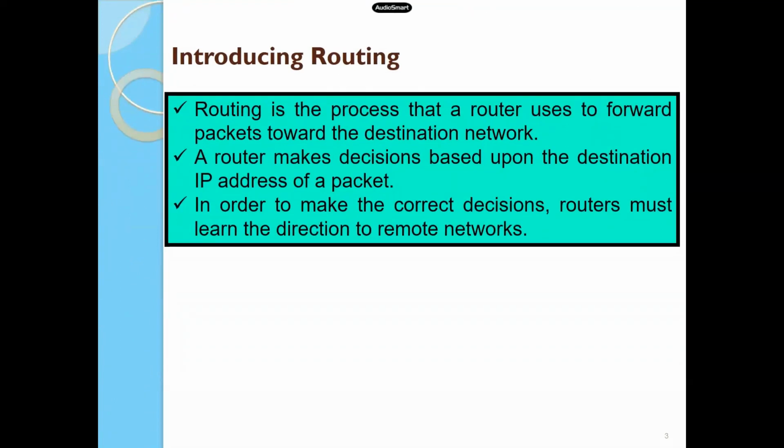All right, so what is routing? You probably know routing is the process by which the routers move the messages or the packets between the elements of the network. So it is a process that a router uses to forward packets towards the destination network. A router makes decisions based upon the destination IP address.